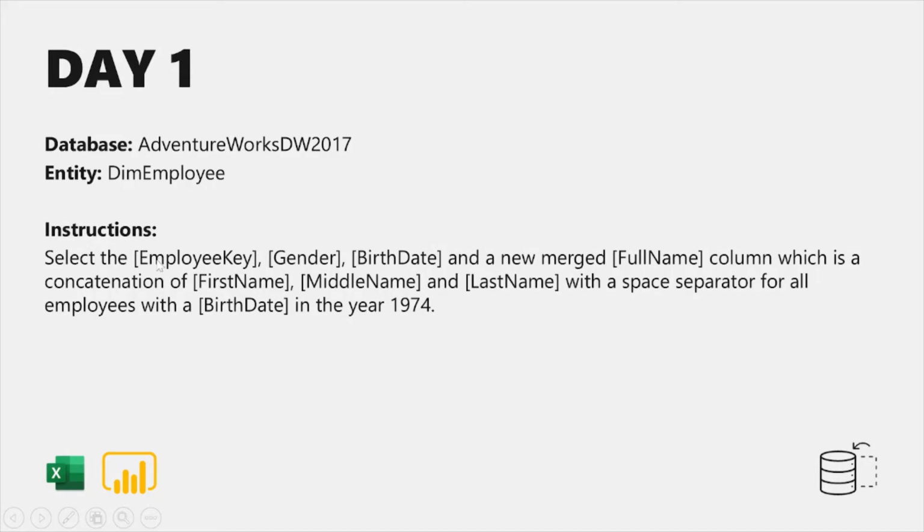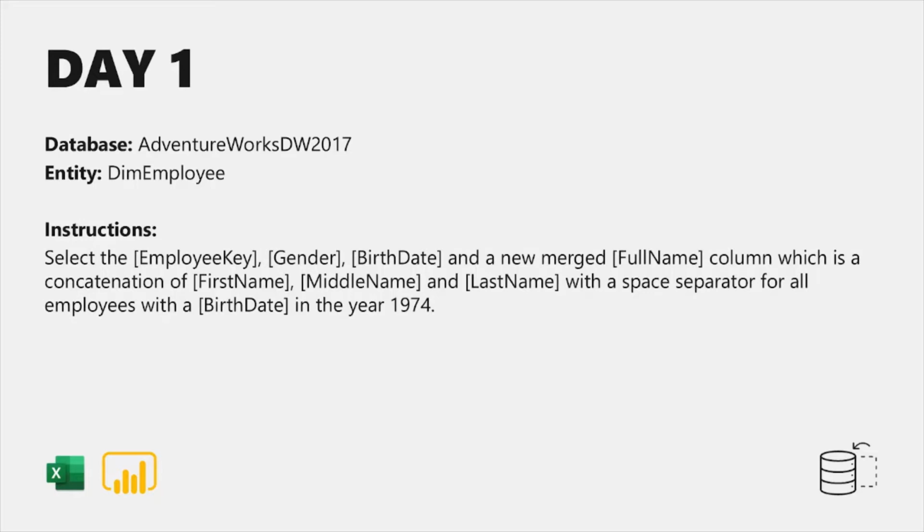So the instruction here is to select the employee key. Remember, the focus here is on the employee table, which is the dimension table. We'll select the employee key, the gender, the birth date, then a new merged full name. That means we are creating a new column, which is a concatenation of the first name, middle name, and last name with a space separator.